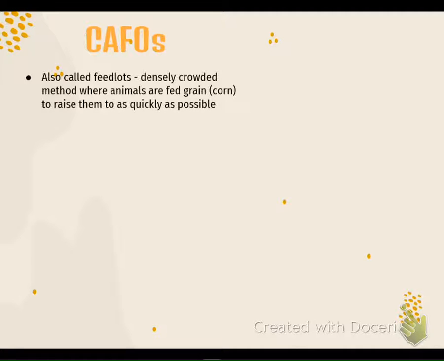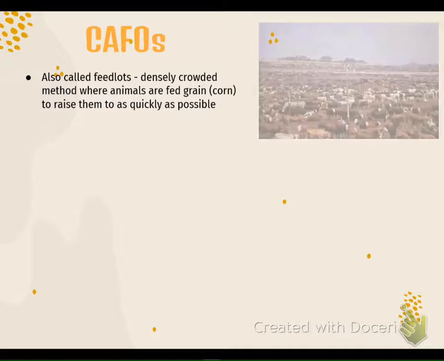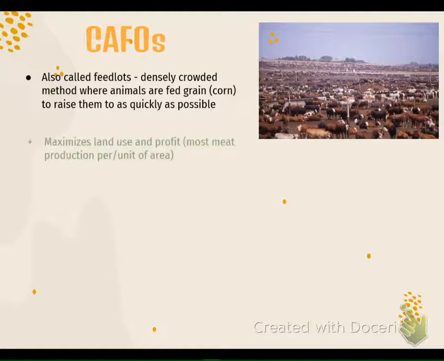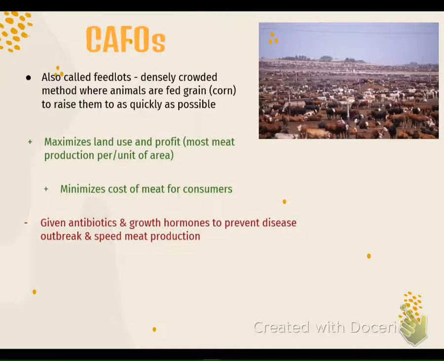So there's something called a CAFO, which is basically feedlots, where the animals are packed in so tight that they basically can't move very much. They're fed grain to raise them as quickly as possible, even though they evolved on grass. It maximizes land use and profit because this means the most meat production per unit of area, and it minimizes the cost of meat for us, the consumer.